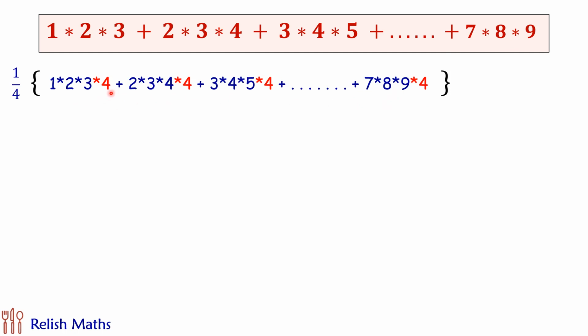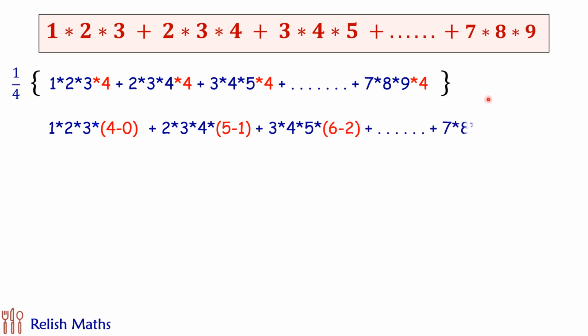Now here this 4 will split. We'll split it as 4 minus 0. This 4 will be 5 minus 1. So like that we will split all the terms in this series. And again we'll divide the full sum by 4. So here we'll open the bracket. Each term will split into two terms. The first term will be 1 times 2 times 3 times 4 minus 0 into 1 into 2 into 3.